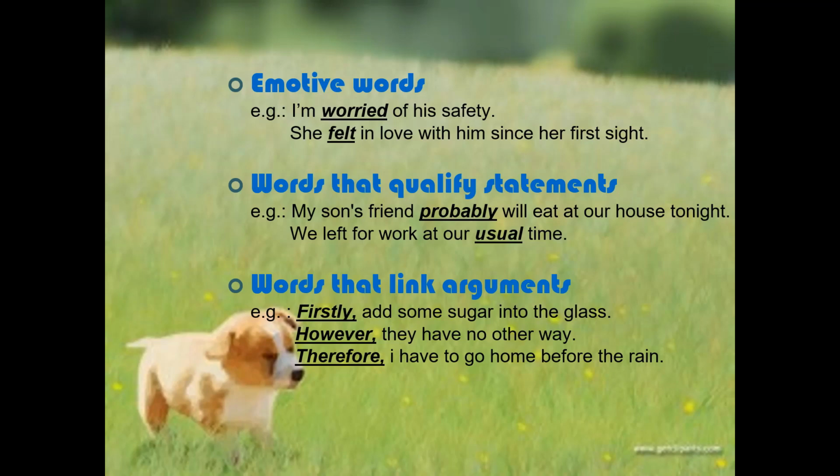Next, words that link arguments. Firstly, add some sugar into the glass. However, they have no other way. Therefore, I have to go home before the rain. Firstly, however, and therefore are words that link arguments.